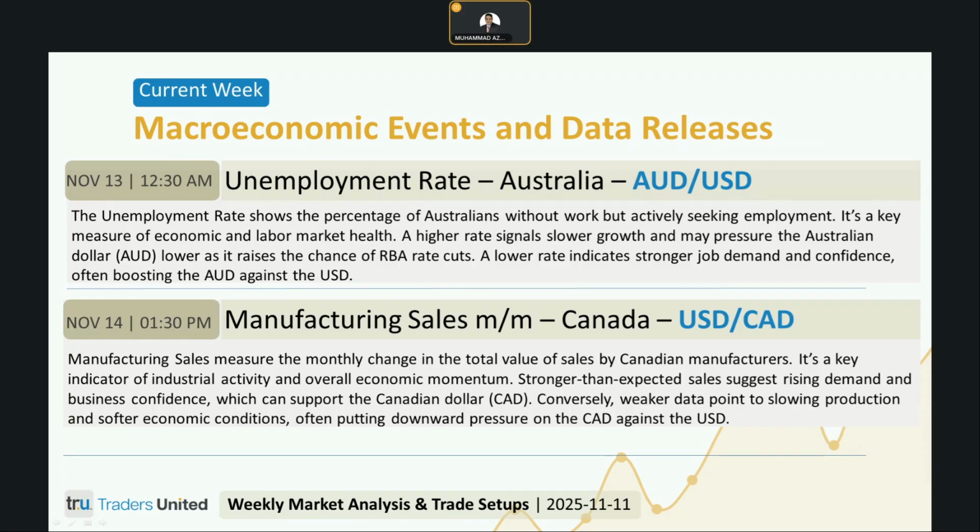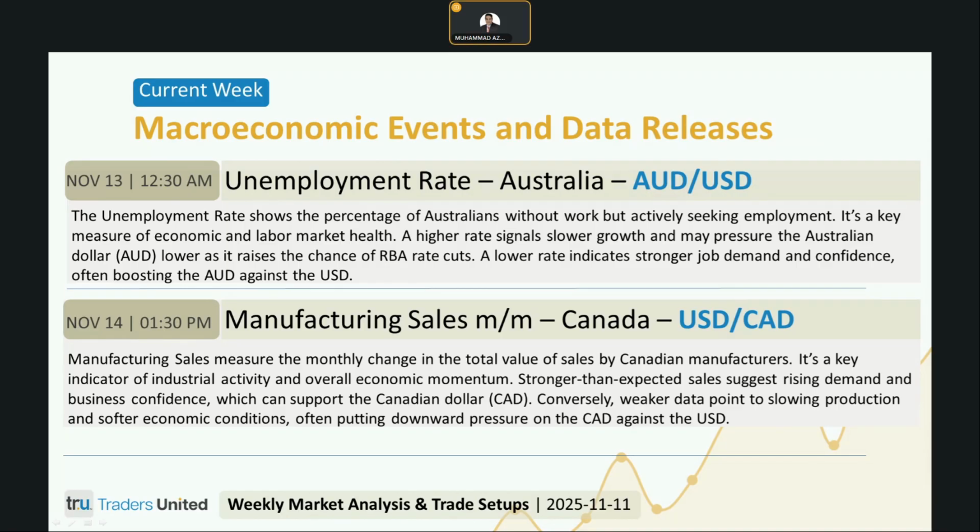So all eyes are on Australia's unemployment rate coming out tonight at 12:30 a.m. UTC time on November 13th. Markets are expecting a small improvement to 4.4%, down from the previous 4.5%. Forex traders and investors will be closely watching to see if the labor market shows signs of resilience or if there are hints of slowing momentum.